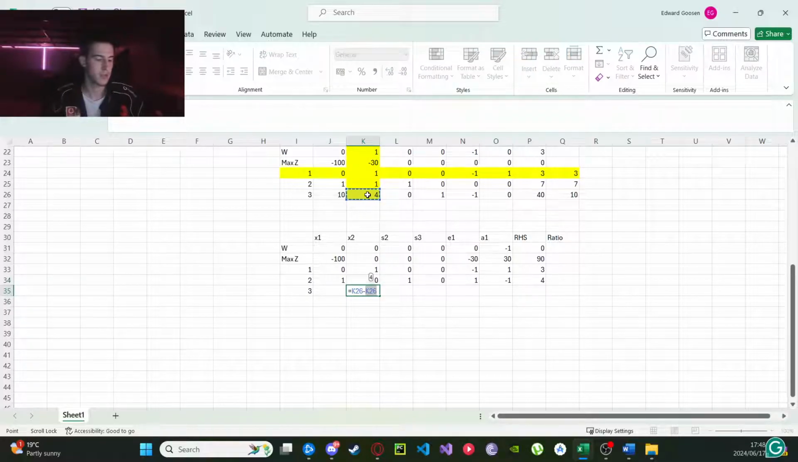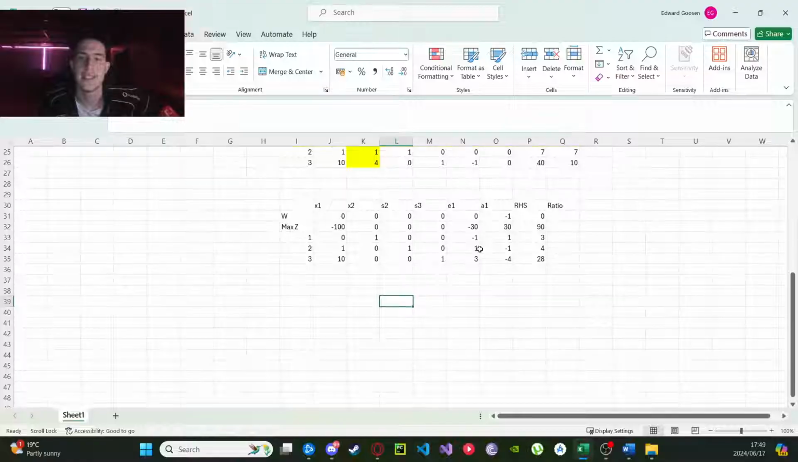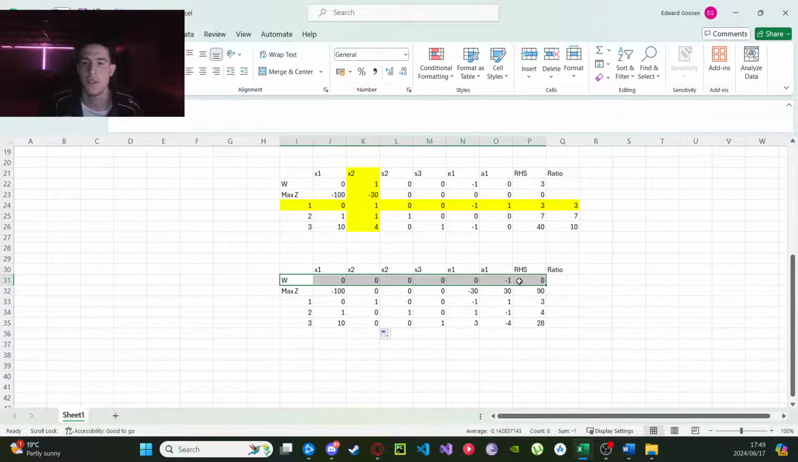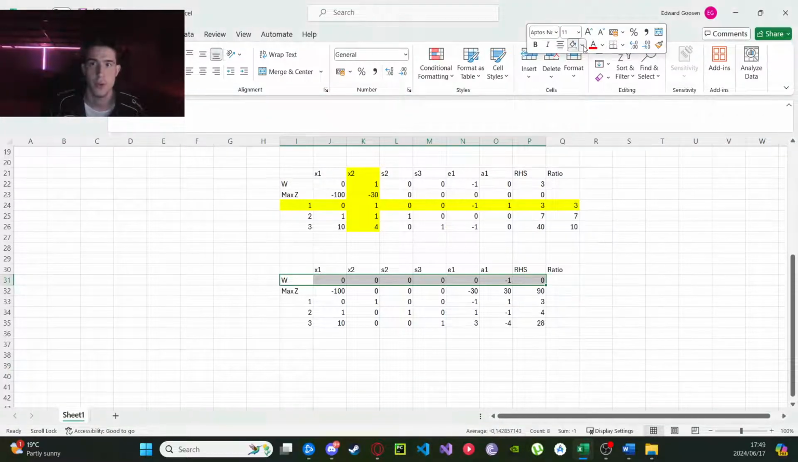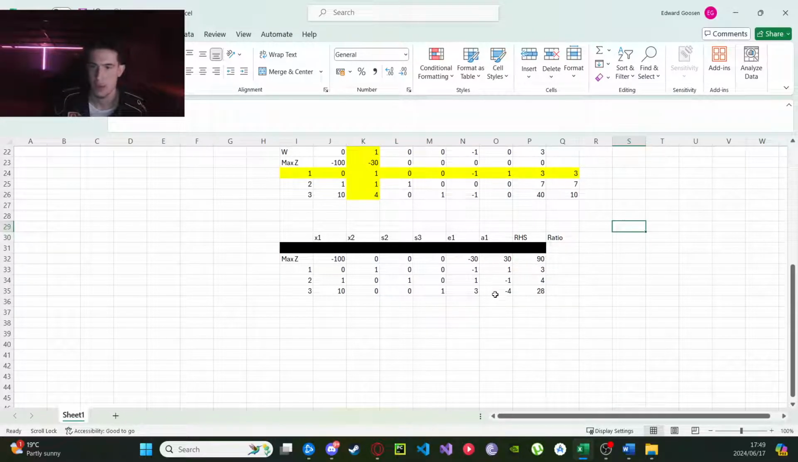Equals, drag again, drag again. Perfect, so we can see that there are only negatives now. If there are no positives, we know we're done with the W function, so we can actually just remove it. We're going to do the same for our A1 variables, or any A variables we have. So we're checking if they're basic or not.